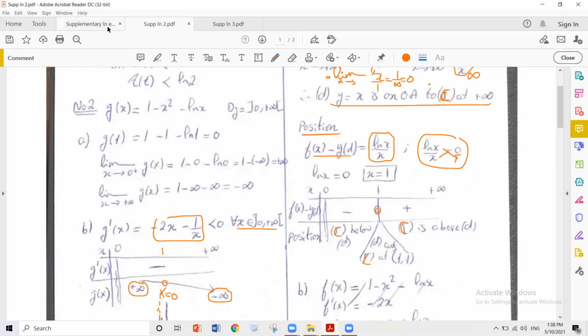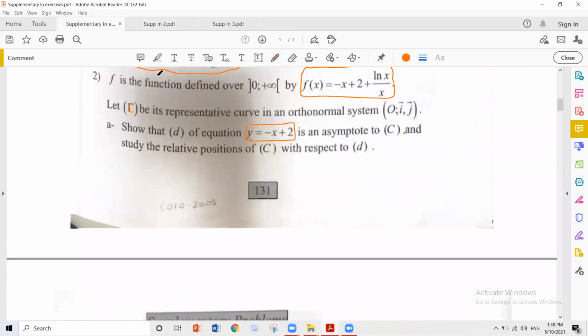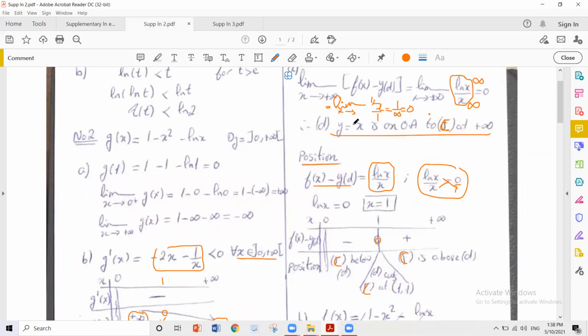Because the line is here, the line y equals minus x plus 2. Please correct it here: minus x plus 2. Make a little correction. Minus x plus 2 is an oblique asymptote, not x.